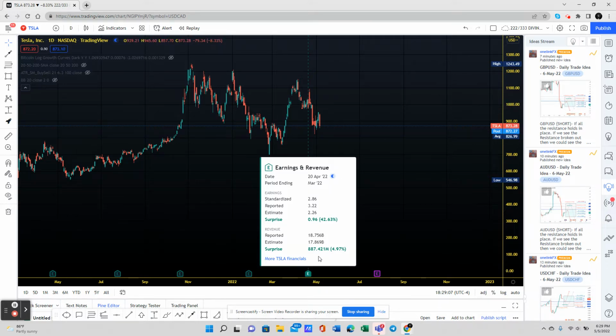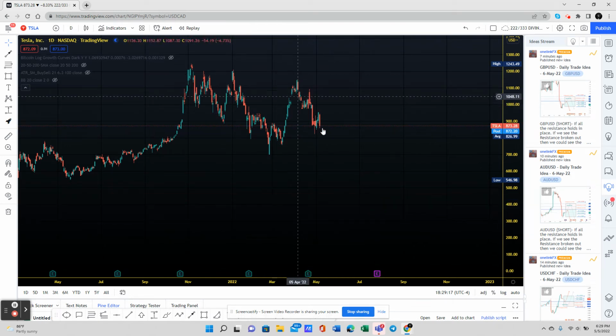They estimated $17.8 billion revenue, and they made 18.75 billion in revenue. But what do you notice? Price drop. So that's the sentiment that we're talking about. Typically, when you see a company have great earnings, you would think the price would just skyrocket, right? Well, in some cases it does, but in some cases it also creates a bull trap. So the bulls got annihilated.